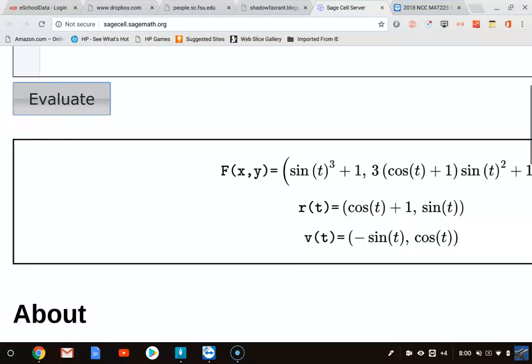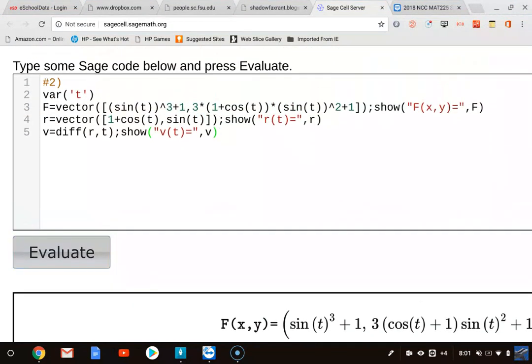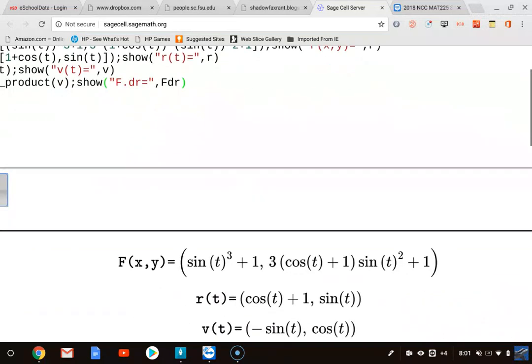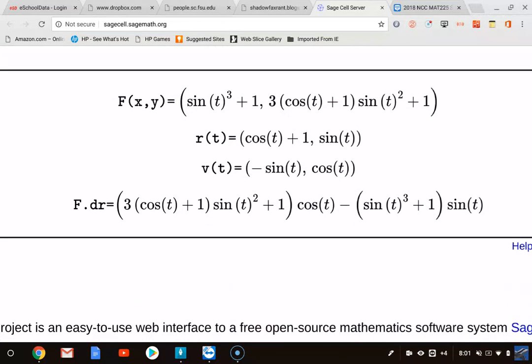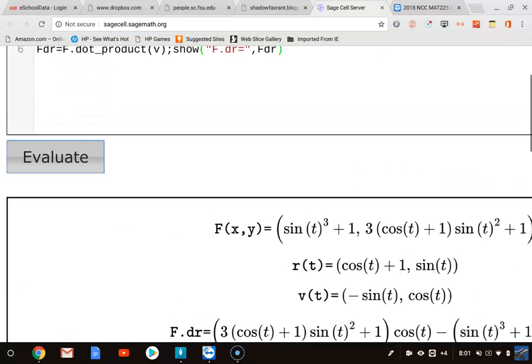Here we go. So let's do the dot product. I'm going to just call it FDR, not the president, is F in terms of t, dot the derivative of r. And let's see what that is. That's F dot dr. So that's the dot product. And I'm going to integrate that with respect to t and make it a definite integral from negative pi to 0. Which is a pain by hand, but hey, we got a computer algebra system here. Let's see if we can do it.